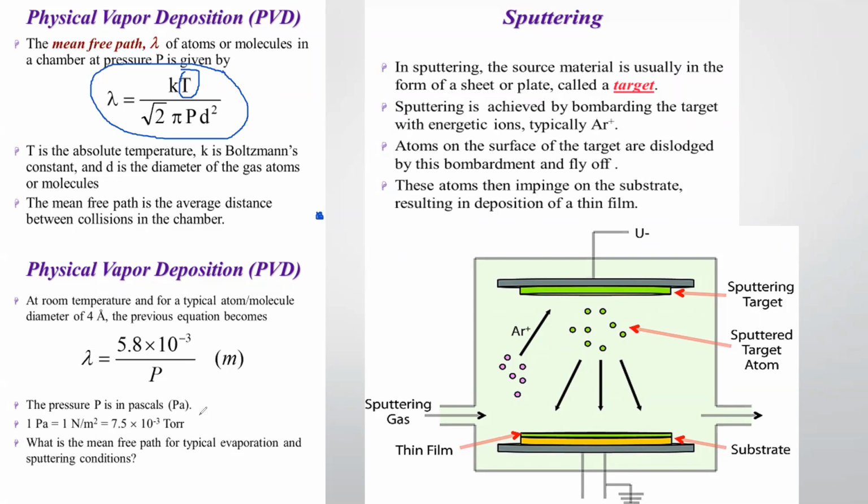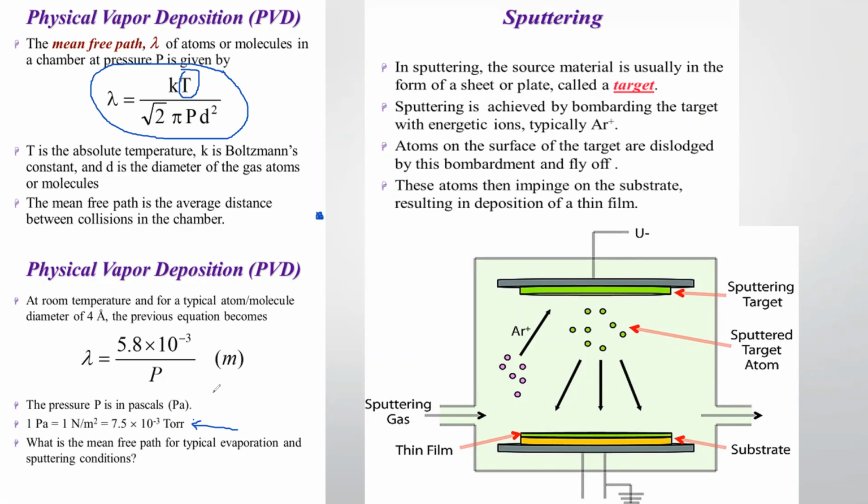For physical vapor deposition purposes, if we take the value at room temperature and a typical atom or molecule diameter of 4 angstrom, as per the previous equation we get lambda equal to 5.8 into 10 raised to minus 3 upon capital P, in meters. The pressure is in Pascal here. 1 Pascal, we already know, is equal to 1 Newton per meter square, and that is 7.5 into 10 raised to minus 3 torr.